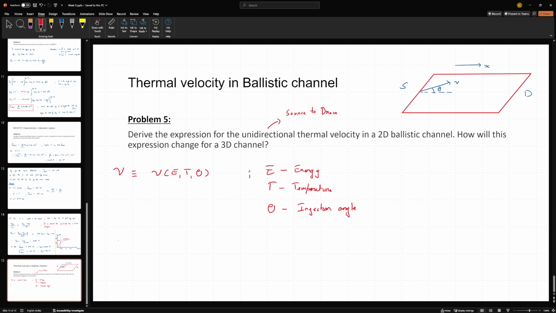Now to find the average of this velocity v in general, what I will have to do is integrate v of e comma t comma theta with respect to some distribution function h of e comma t comma theta. So this will give me the distribution. Of course, when the temperature across the channel becomes a constant, this quantity will not vary anymore. d theta, divided by the integral of h of e comma t comma theta d theta.